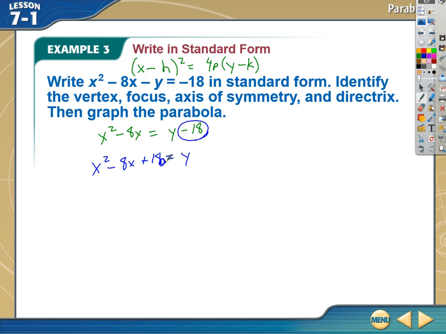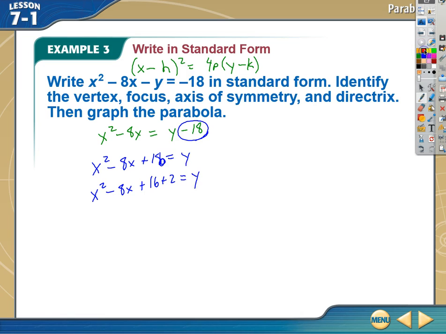And this is me kind of thinking ahead. In order for me to know that this is foiling, what do I need? I need this x minus h, the h part here, to be half of 8. What is half of 8? Half of 8 is 4. So h is going to be 4. But then when I square 4, I get 16. Oh wait, I have 18 here, not 16. But I can change the way 18 looks. Instead of 18, I can write x squared minus an 8x plus 16 plus 2 is equal to y.